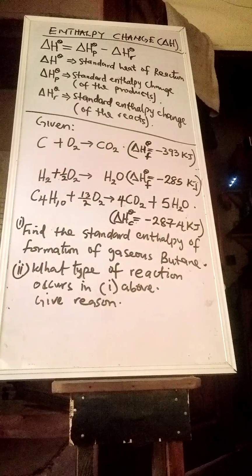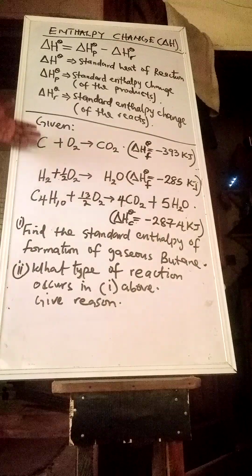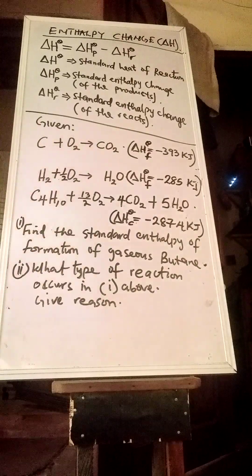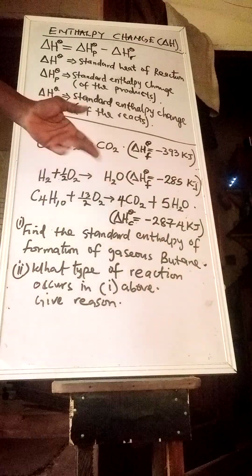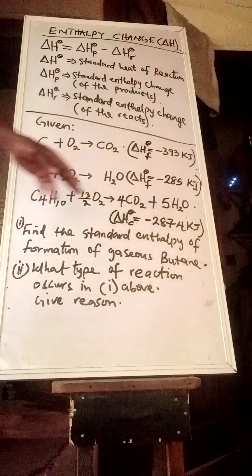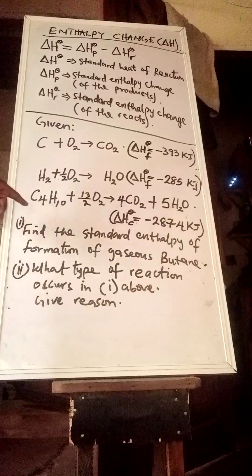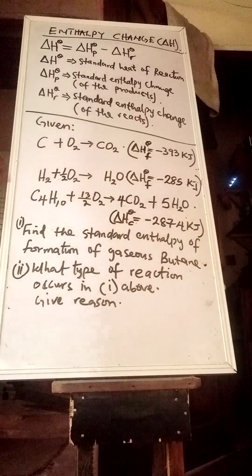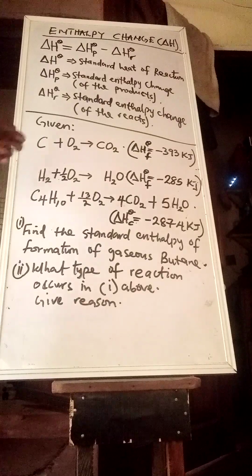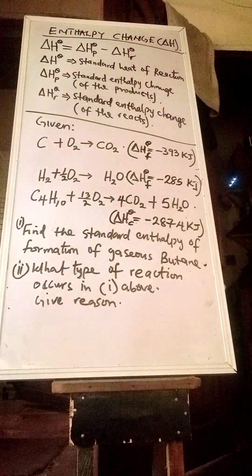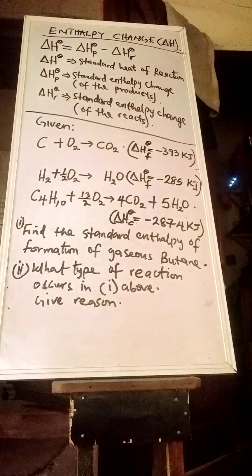Now, let's have a look at this question. We are given this information. We have to find the standard enthalpy of formation of gaseous butane, which is C4H10, and we are asked to find the type of reaction that occurs, and give reason. Let me pause the video while you give it a try.